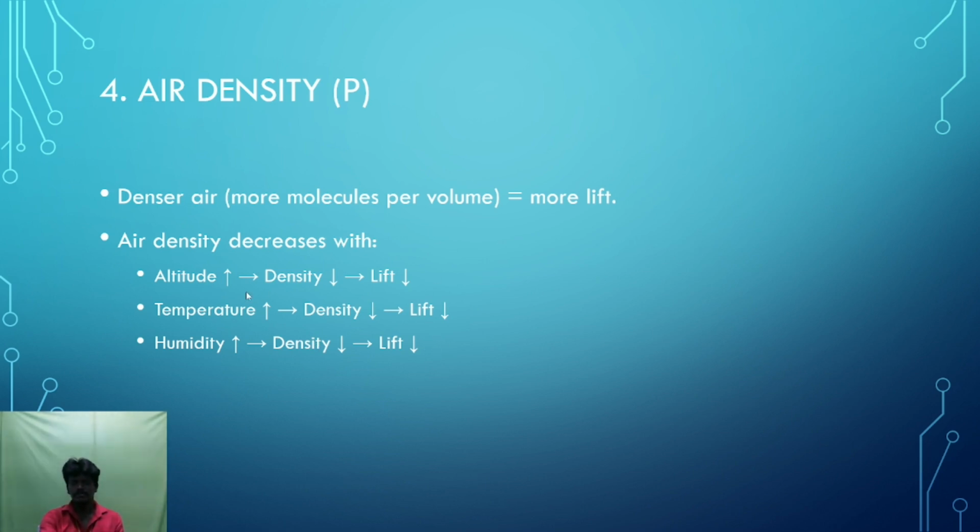These are interlinked processes: altitude, density, lift. Temperature is prominent. If the temperature changes prominently, the density and the lift will be affected. If the humidity is too high, the density will be reduced and the lift will also be reduced.